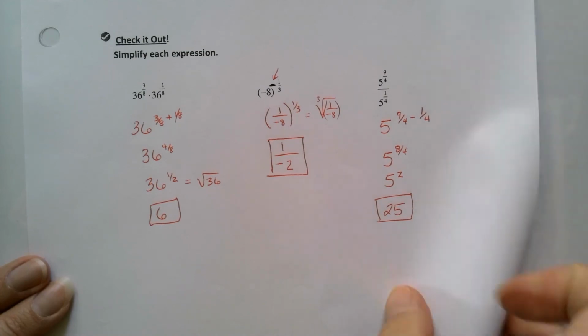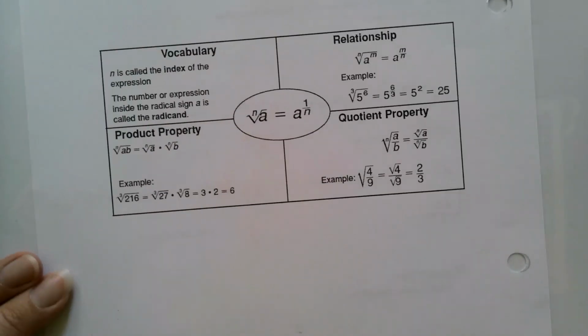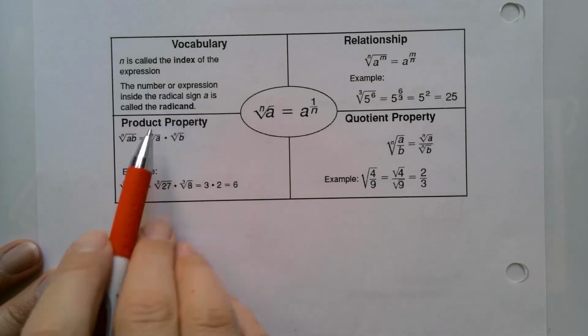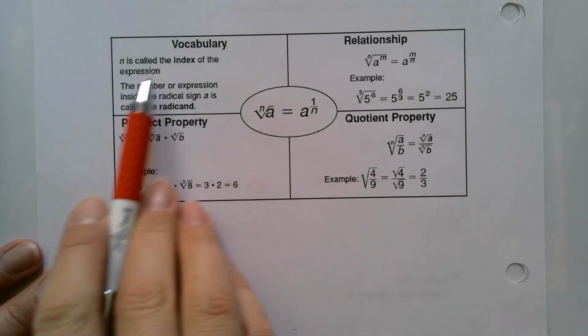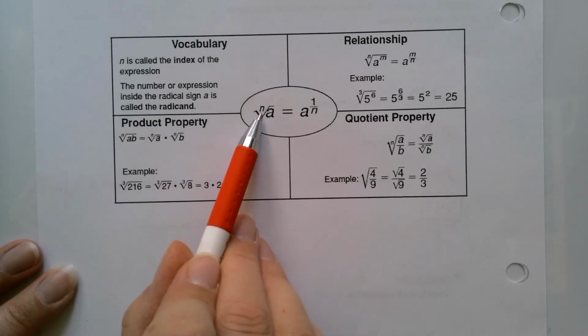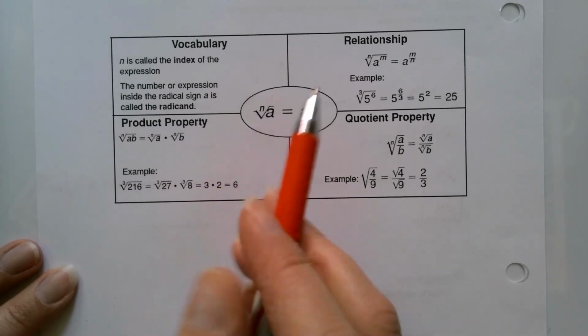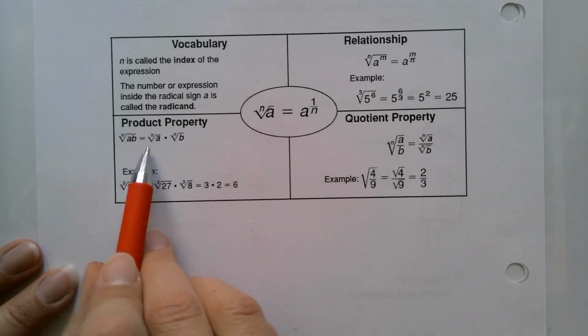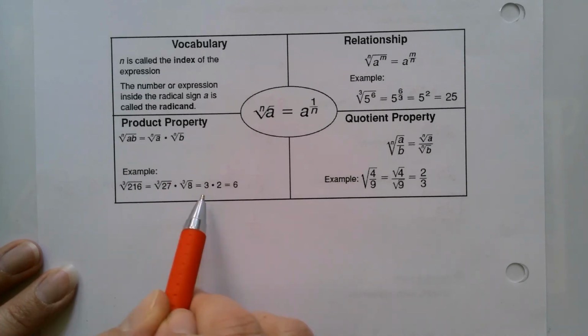And then I want to show you, it's called a graphic organizer. It just takes some of the main ideas and reminds you some information that we learned from 8.6. So n is called the index of the expression. So there's my index. It's the root we're talking about. All right. The product property applies. So just like we had a square root, we can separate it. Any root can be separated, and here's an example.